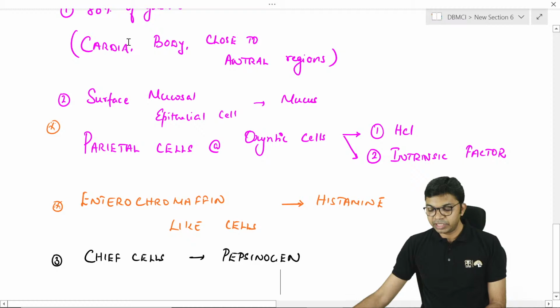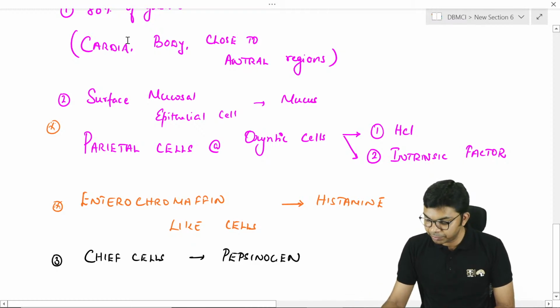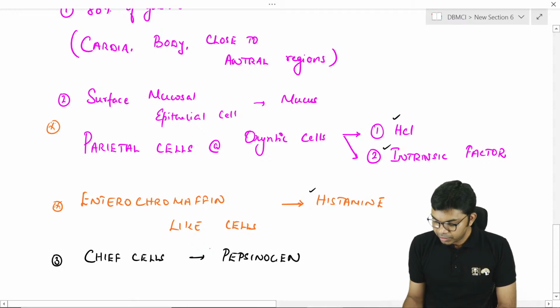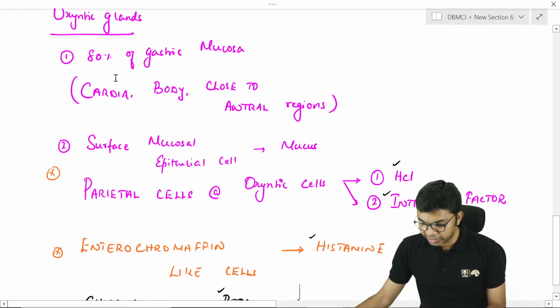So these are the secretions coming out of oxyntic glands, also called as gastric glands. Remember, first important is hydrochloric acid, intrinsic factor of Castle, histamine, as well as pepsinogen. These are the secretions coming out of oxyntic glands.